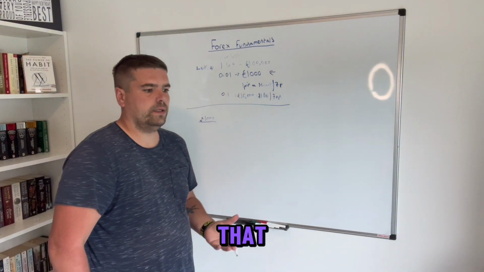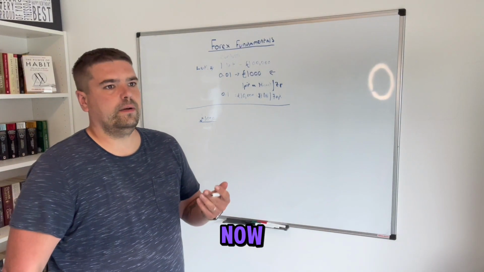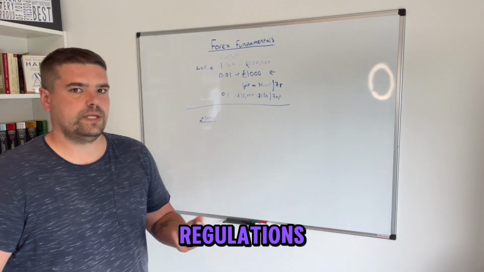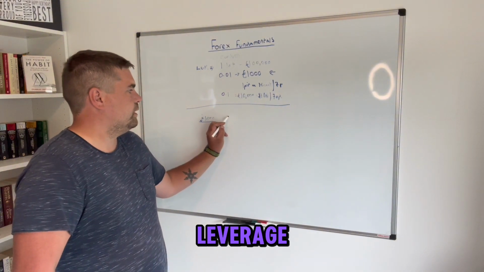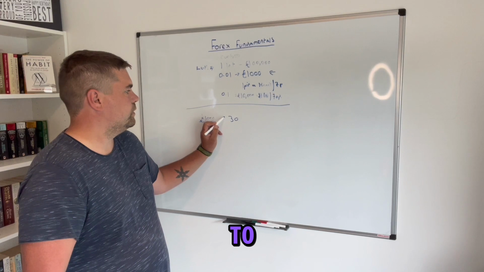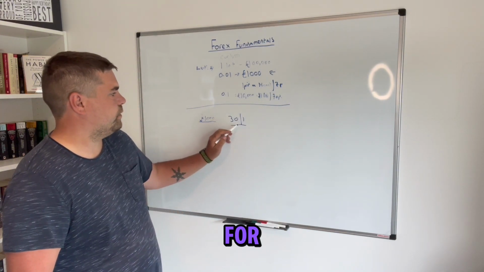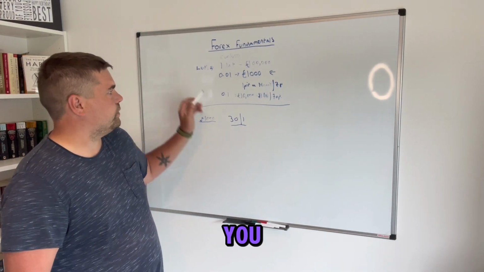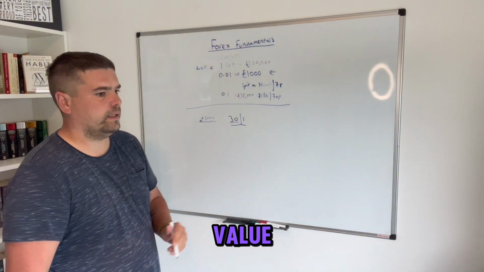Now, the broker that I use offers me leverage. Most brokers in Europe have to follow strict regulations, and especially for us as retail traders, the maximum leverage they can give you is 30 to 1. That means for every pound you have in there, the broker will allow you to buy or sell up to 30 times the value that's in your account.